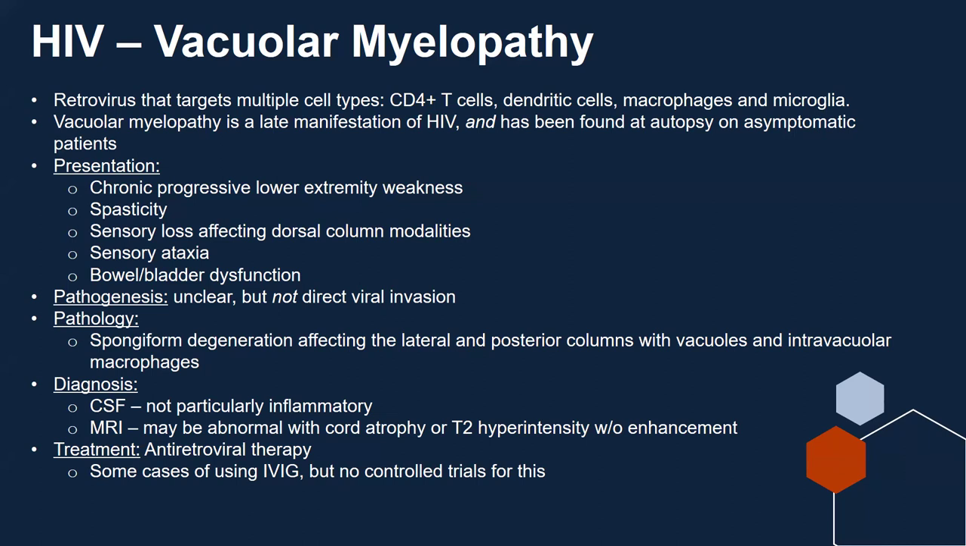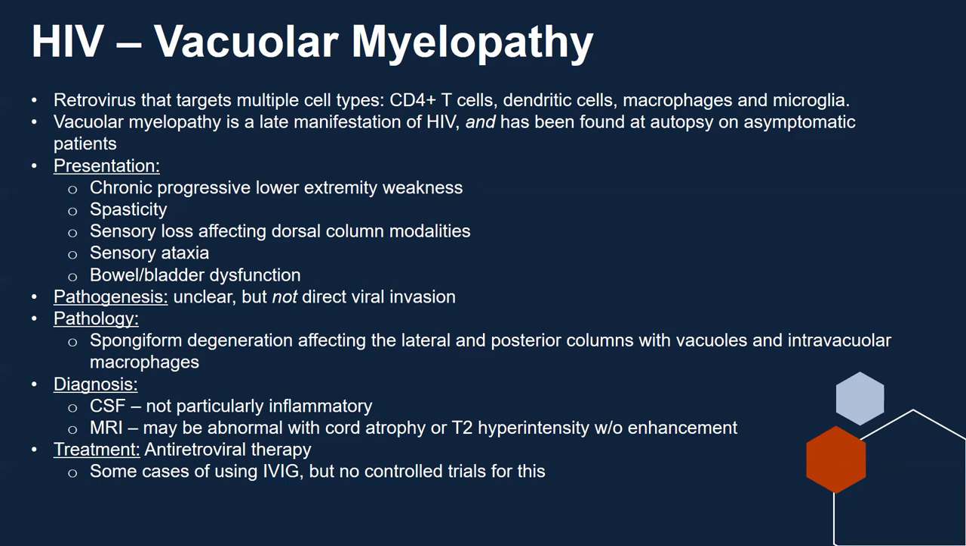It actually has been found on autopsy of asymptomatic patients, which indicates that there is a degree of subclinical infection that occurs. The CSF is not particularly inflammatory, but the MRI may be normal or show cord atrophy with T2 hyperintensities without enhancement. This is in contrast to HTLV-1, where there is cord enhancement. For treatment, patients receive antiretroviral therapy, but there have also been some cases of using IVIG, but there are no controlled trials for this.